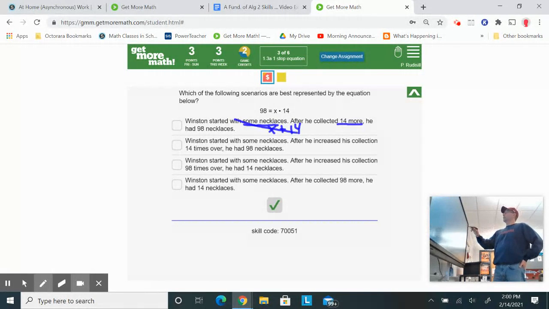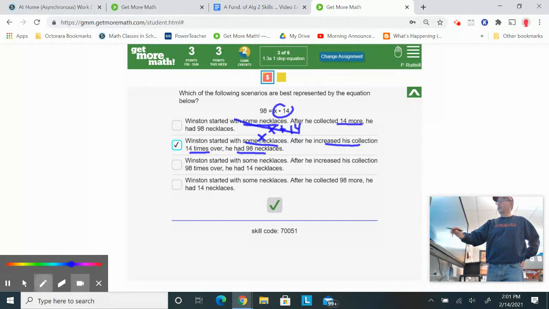Second scenario, Winston started with some necklaces. That's like the x, the unknown, the variable. If he increased his collection 14 times over, he had 98. That would mean it would equal 98. And 14 times the number he already had, which was x, that fits the scenario.